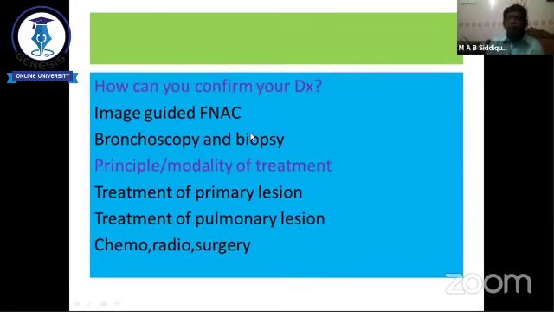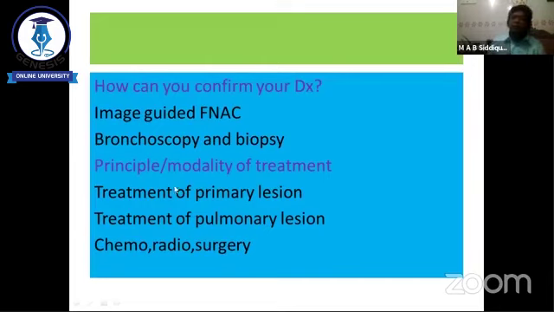How can you confirm your diagnosis? You can confirm your diagnosis two ways. One is the image-guided FNAC, the other one is bronchoscopy and biopsy. And what are the principles or modalities of treatment? Treatment of the primary lesion, treatment of the pulmonary lesion: chemo, radiotherapy, and surgery.